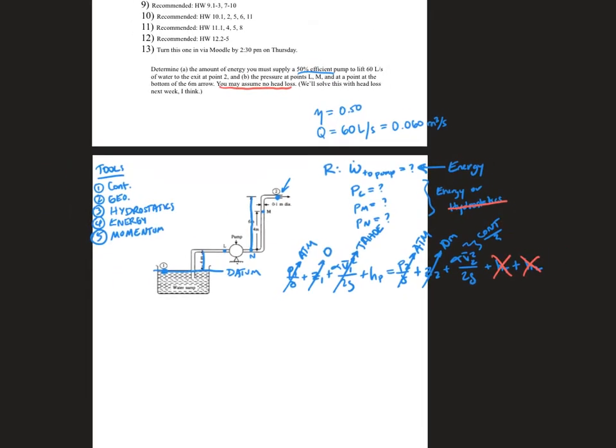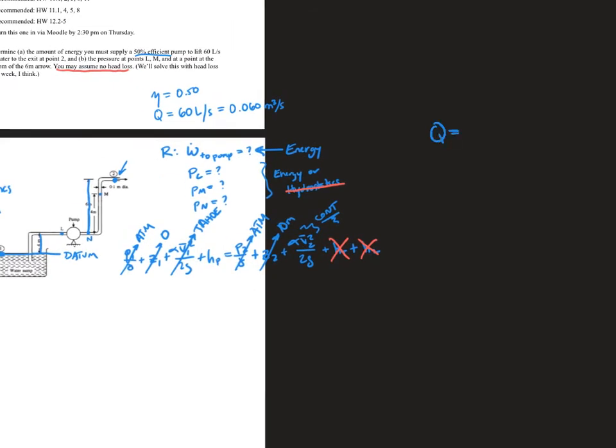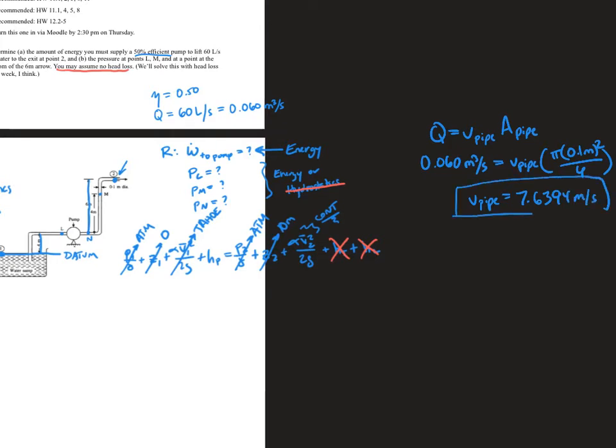All right, so let's move over here and we'll do continuity real quick. We'll say Q equals V pipe times A pipe, and the reason I'm doing that is because it applies all along that entire pipe, since it has a constant diameter. The Q is 0.060 cms, and the area of the pipe is pi times 0.1 meters squared divided by 4. And so V pipe equals 7.6394 meters per second. We can use that in our equations.